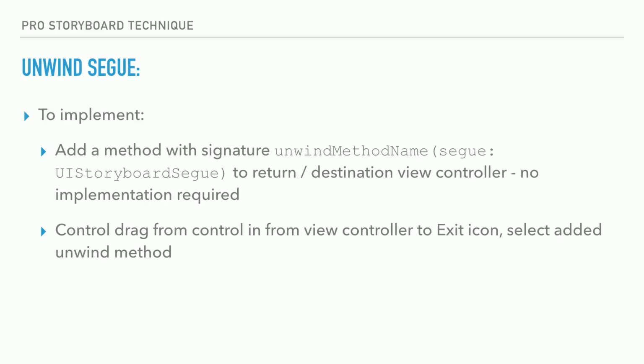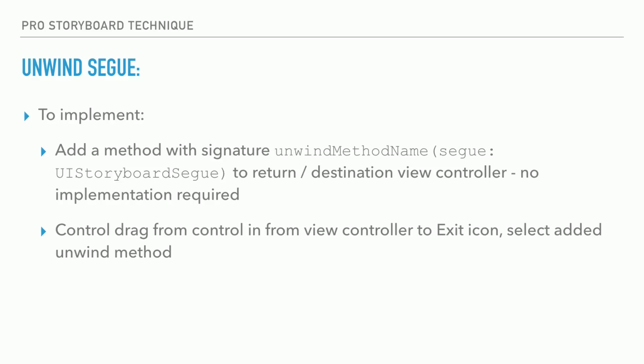And then to refresh, to implement an unwind segue, all you need to do is, in your view controller that you want to go back to, add a method. It doesn't have to be named unwind, but I like to call it that just for convention. So you create a method with this signature, like the unwind method name, and then you just need to have one parameter, and that's a UIStoryboardSegue. So you just put that method in the view controller that you want to go back to from wherever you're going to go back from. It doesn't even have to have any code in it. It just has to exist there.